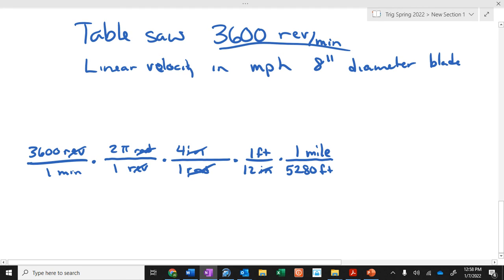Poor Benedetta, she hasn't worked with feet and inches. She's just in the metric system where it's easy. You just move the decimal point, but not in America. There's nothing easy about us Americans.